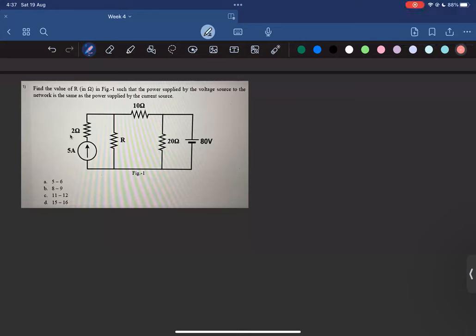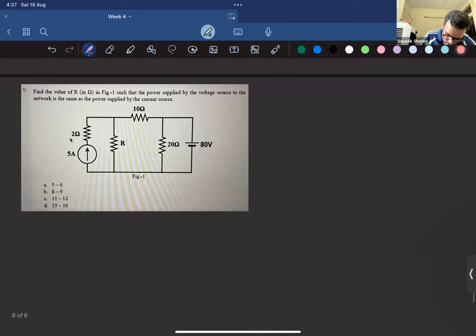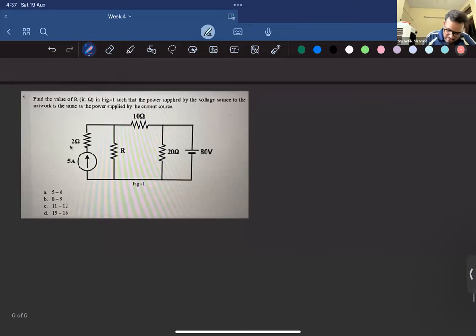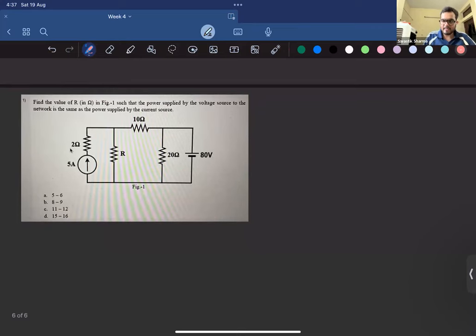Sir, we can find current in resistance R, and current in this 20 ohm resistance by using KVL or mesh analysis. Okay, so first, to equate the power supplied by the current source and the voltage source, we need the voltage across this, let's call it Vs, right? And we need the current through this 80 volt voltage source, right?